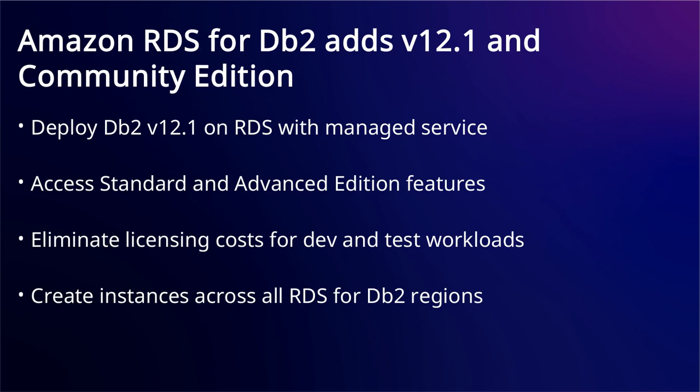Developing and testing DB2 applications traditionally requires commercial software licenses, creating cost barriers for non-production environments. Amazon RDS for DB2 now supports IBM DB2 v12.1, including standard, advanced, and community editions. You can deploy DB2 v12.1 on RDS with a managed service that handles database operations. You can access all standard and advanced edition features through Community Edition. You can eliminate licensing costs for development and test workloads since Community Edition includes no commercial software charges.